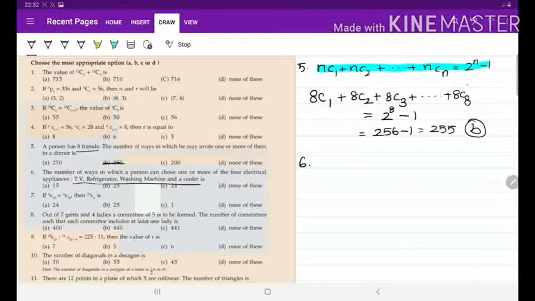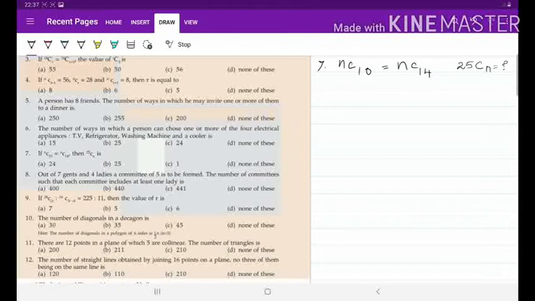A person can choose one or more of the 4 electrical appliances in either 4C1 ways, any 2 in 4C2 ways, any 3 in 4C3 ways and any 4 in 4C4 ways, which can be written as 2 to the power of 4 minus 1 using the standard formula, which is equal to 16 minus 1, which is 15. So option A is the answer.